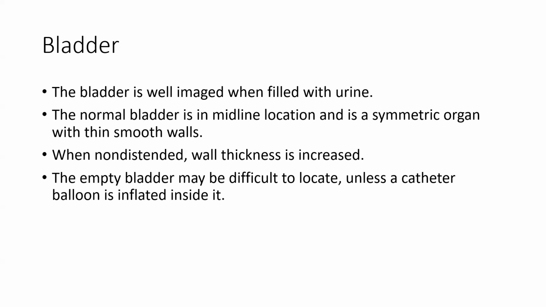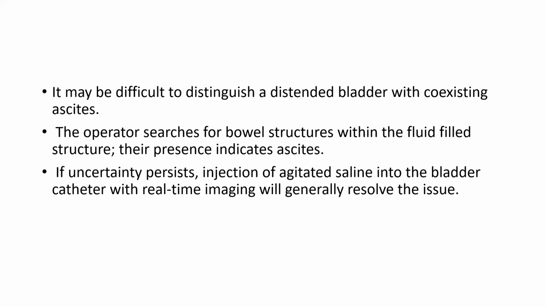Now the bladder. The bladder is well defined when filled with urine. The normal bladder is in a midline location and is a symmetrical organ with thin, smooth walls. When non-distended, wall thickness is increased. The empty bladder may be difficult to locate unless a catheter balloon is inflated inside. It may be difficult to distinguish a distended bladder from coexisting ascites. The operator searches for bowel structures within the fluid-filled structure, and their presence indicates ascites. If uncertainty persists, injection of agitated saline into the bladder catheter with real-time imaging will generally resolve the issue.